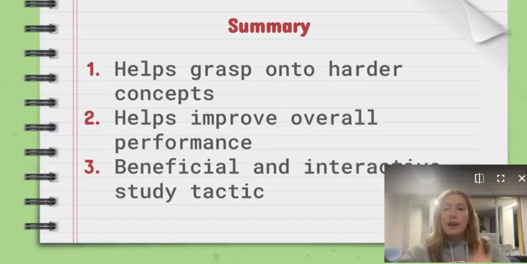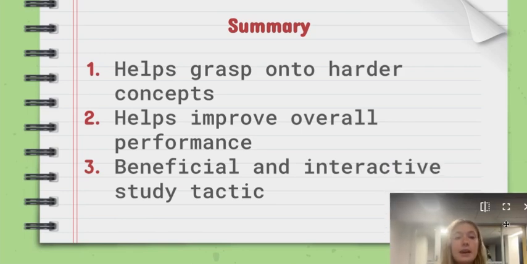In summary, despite these struggles, using this strategy has helped me to grasp onto harder concepts in more difficult classes. I believe that every student should try to implement this strategy into their study habits because it truly helps to improve performance on tests and class activities, and it provides a beneficial way to study for upcoming exams in an interactive way.